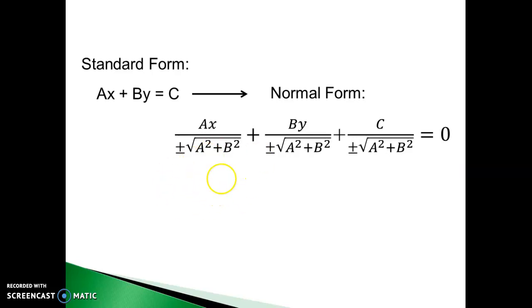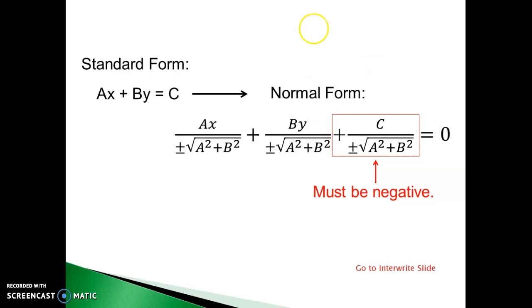So the plus or minus is because it depends on this C value. So remember, in normal form, you always have to have a minus here. And so whatever sign in the denominator makes that part a minus is the sign that you're going to go with. So let's do an example to talk about how that happens.